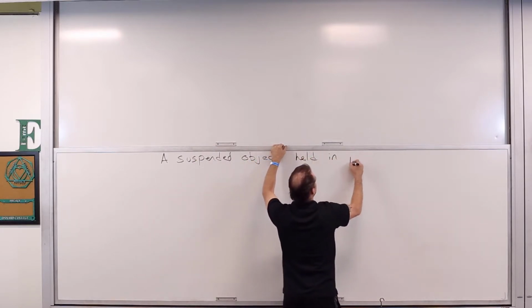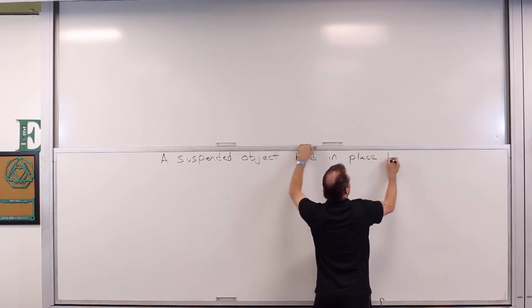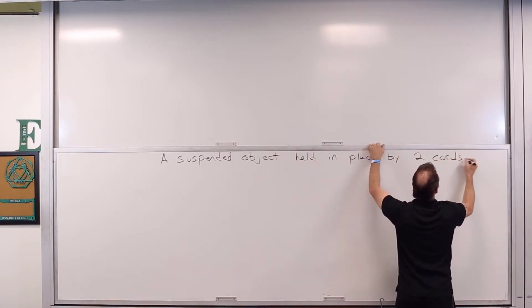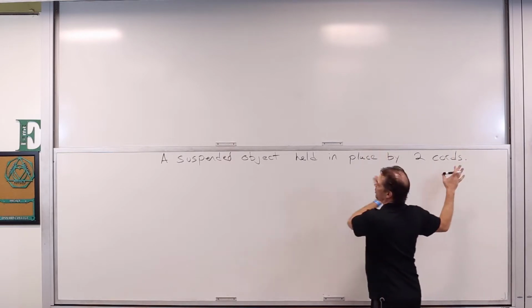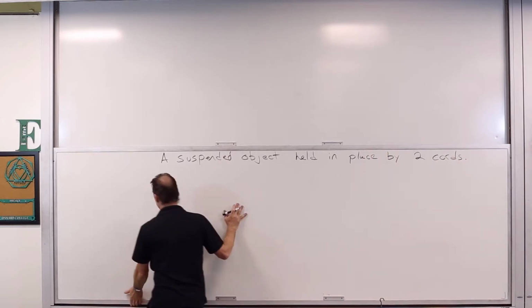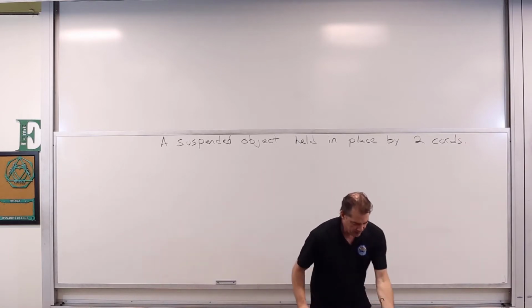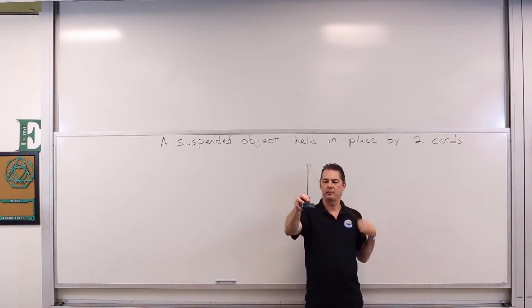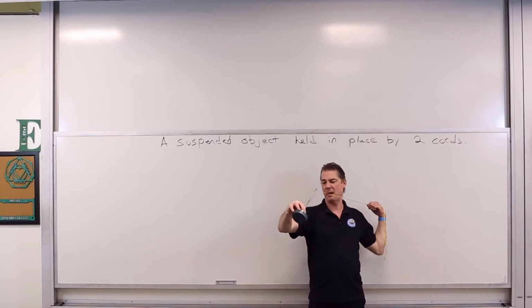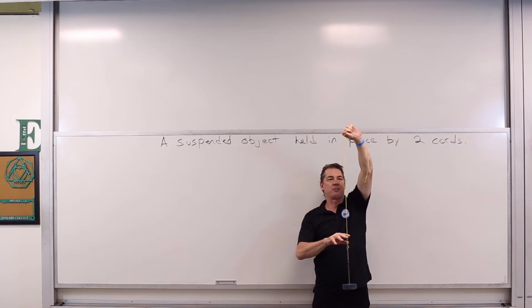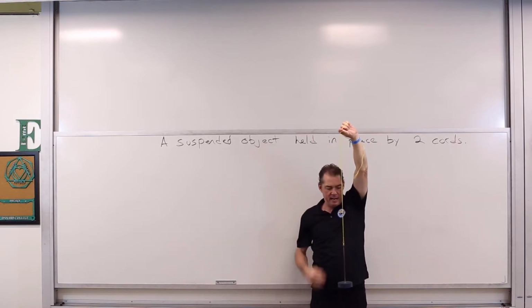Held in place by two cords, rope, strings, etc. So what do I mean by that? Well, hey, here's an object right here. It's a nice mass. It's just about a kilogram. It's a little bit less. That's okay. We could say that there's like one string right here, and I could suspend it.